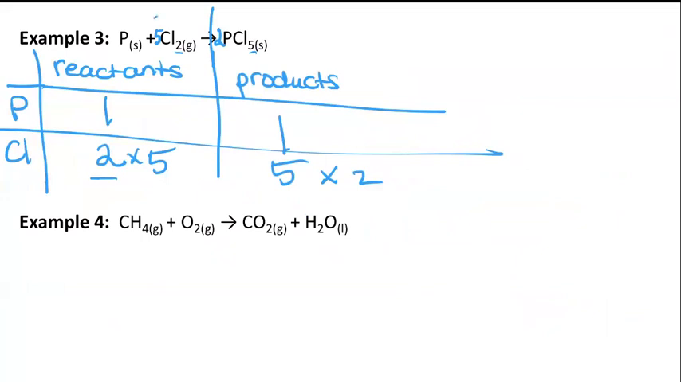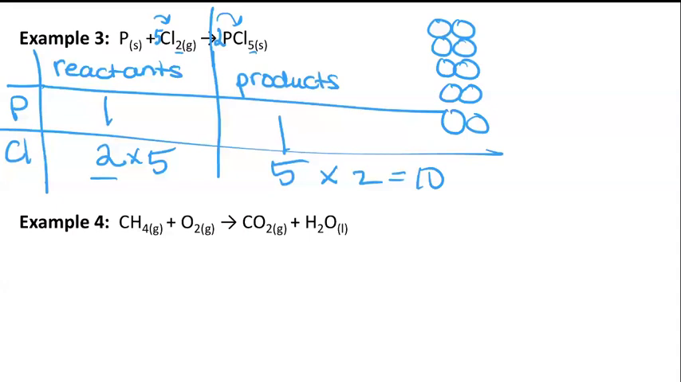If you're visualizing that, I have 5 Cl2s, 5 sets of those. 5 sets of those will give me 10. And then 2 sets of the Cl5 will give me 10. So I have 10 Cls on both sides, 10 and 10.